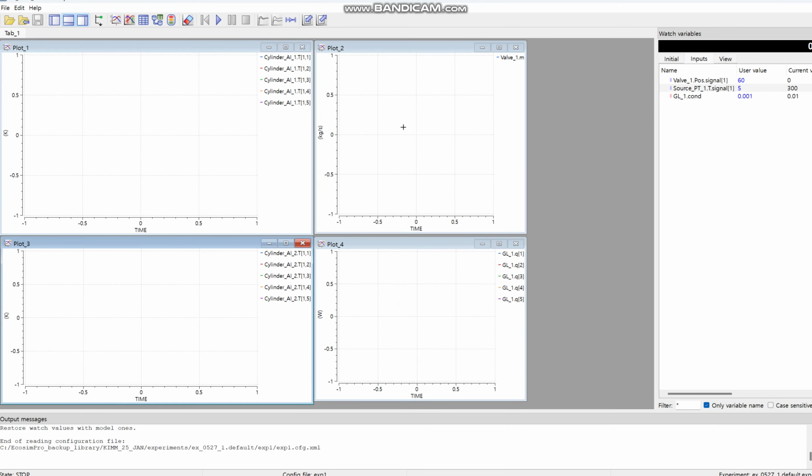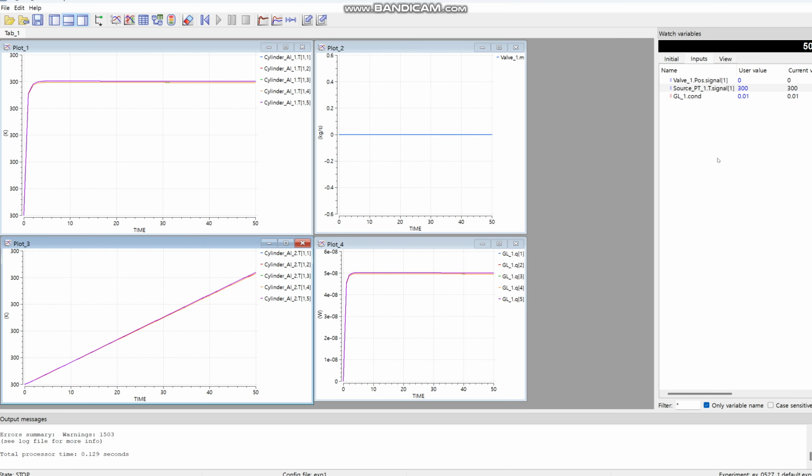Okay, let's see the experimental monitor. At the very first time, I did not open the valve, so all the components, the inner wall and outer wall, maintained 300 Kelvin. This table shows the inner wall temperature from node 1 to node 5, and this is the outer wall as well. This is the mass flow rate through the valve, and this is the heat ingress through the GL component in watts.